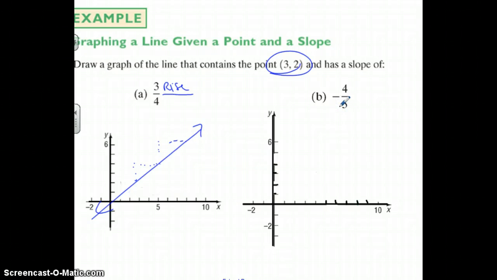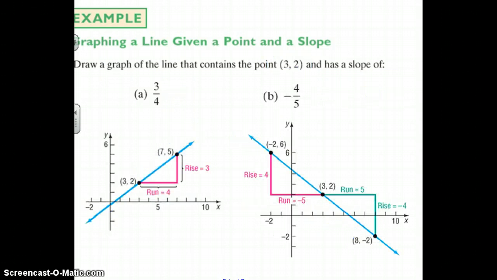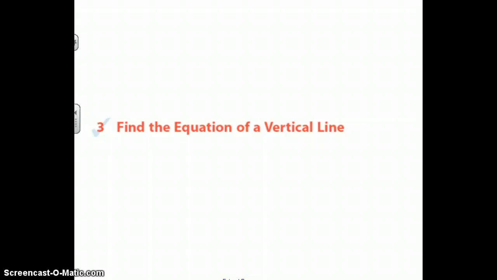This one says start at the same point, over 3 up 2, but this time I would throw the negative in the numerator, which means go down and then go to the right. So I'm going to go down 4 units and then to the right 5. And again, I would do that over and over again so you can see the graph filled up. So instead of going down and to the right, you could go up and to the left and find other points as well. Vertical lines, again, have no slope.